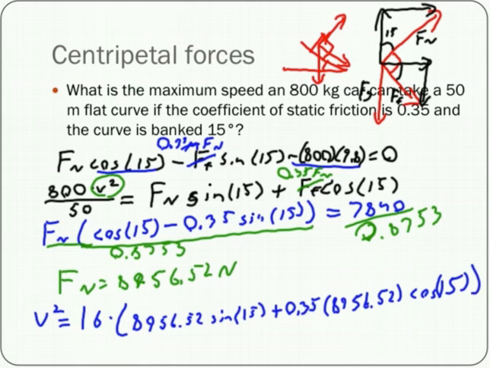So once again, this is just solvable. So 16 times, open parentheses, 8956.52 times sine of 15 in degrees, of course, plus 0.35 times 8956.52 times cosine of 15. So I end up with 41,977.